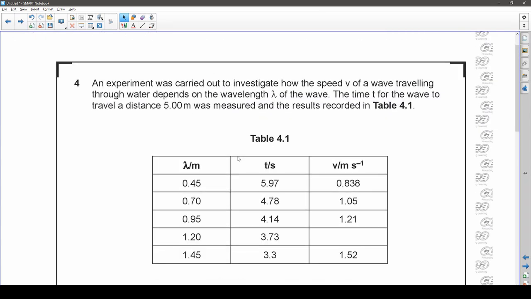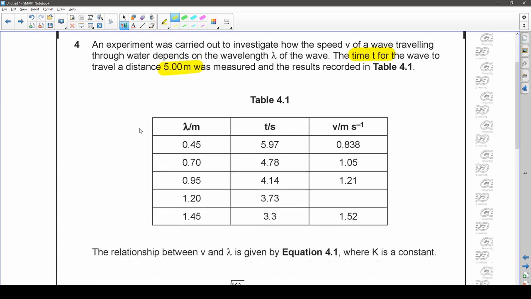Number 4. An experiment was carried out to investigate how the speed of a wave V traveling through water depends on the wavelength lambda of the wave. The time t for the wave to travel a distance of 5 meters was measured and the results were recorded in the table below. So the time for the wave to travel a distance of 5 meters. So we're going to be able to get the speed because we have a time and a distance.